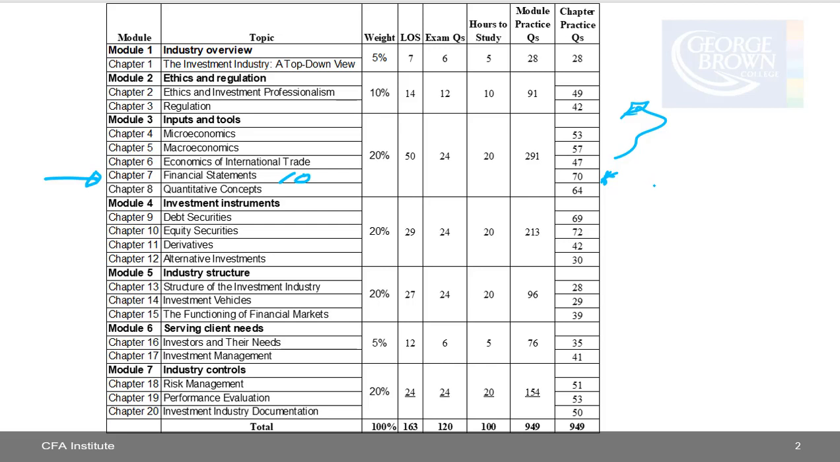And if you have no background in accounting whatsoever, do not worry. This is a very nice introductory chapter to financial statements. Pretty easy to understand. The questions are pretty easy to understand. It's nicely laid out. So if you have no background in accounting, not to worry. You'll learn something from this chapter fairly easily.